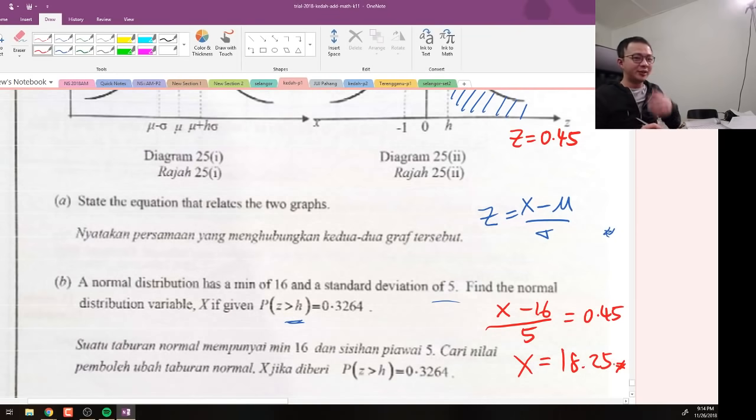I hope you can understand these questions. Yes. Later we will have more of this kind of question, then we will discuss. Okay, so let's move on to the next paper.